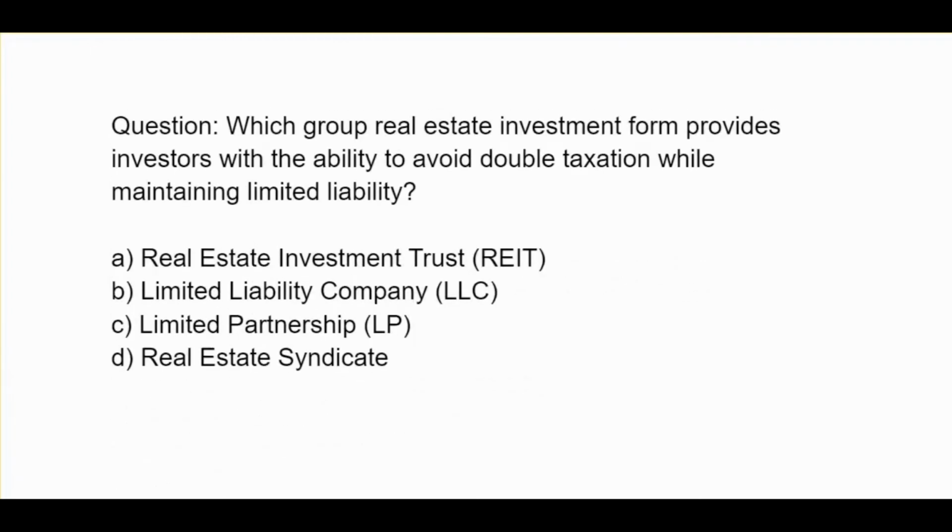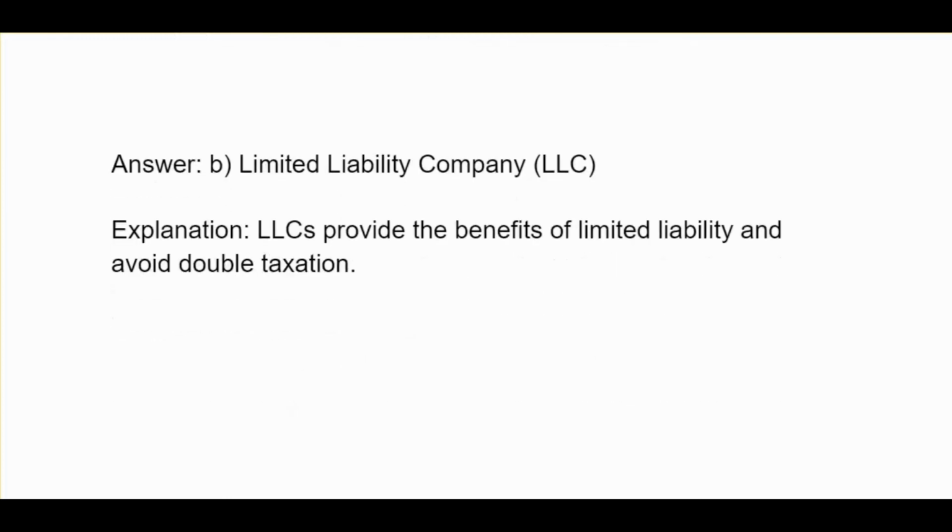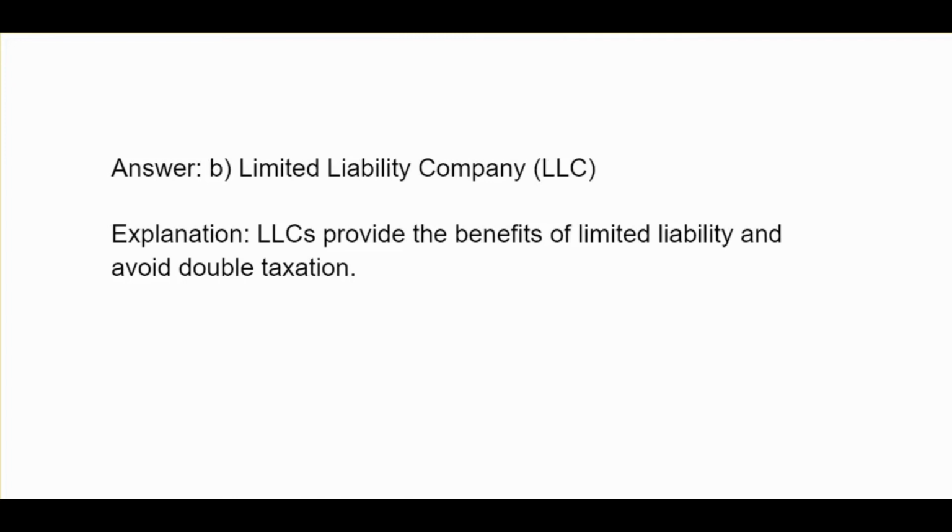Which group real estate investment form provides investors with the ability to avoid double taxation while maintaining limited liability? A, real estate investment trust. B, limited liability company. C, limited partnership. D, real estate syndicate. B, limited liability company. LLCs provide the benefits of limited liability and avoid double taxation.